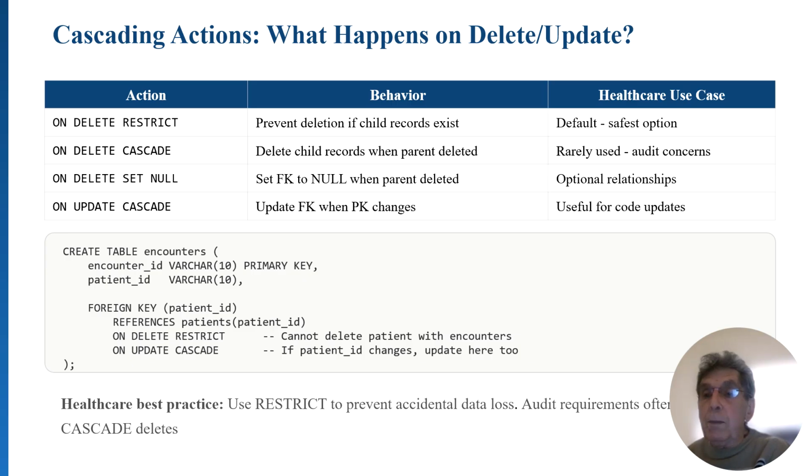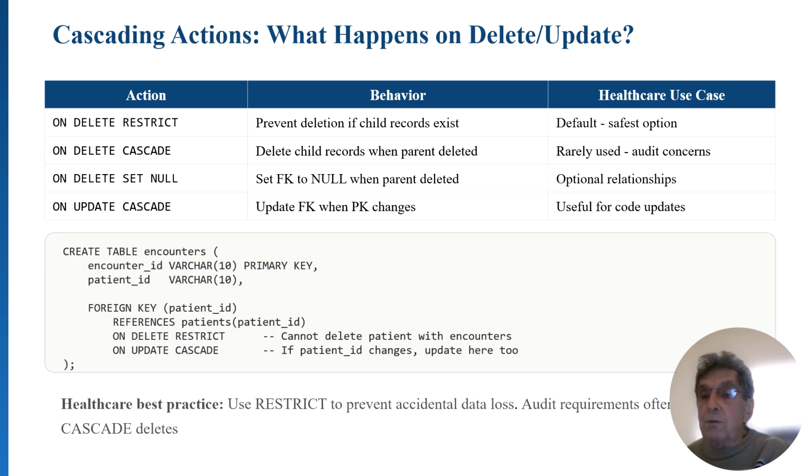On delete cascade automatically deletes child records when the parent is deleted. Delete a patient and all their encounters are automatically deleted too. This is rarely appropriate in healthcare due to audit and compliance requirements. Typically you don't want to accidentally delete years of medical history. On delete set null sets the foreign key to null when the parent has been deleted. The encounter would remain, but its parent ID would become null, an orphan, but a known orphan. This might be appropriate for truly optional relationships. On update cascade automatically updates foreign keys when the primary key changes.